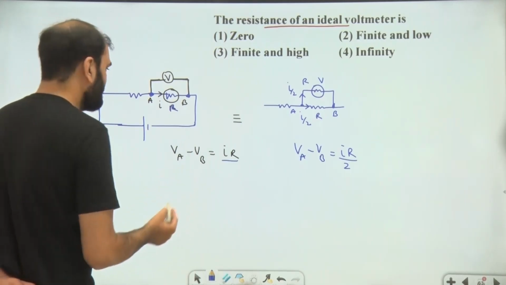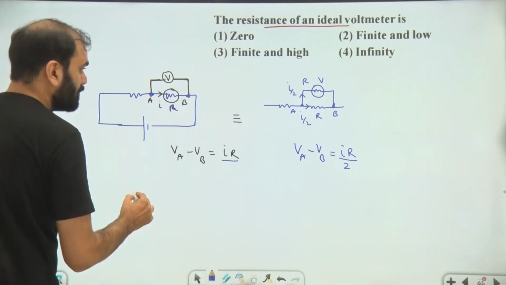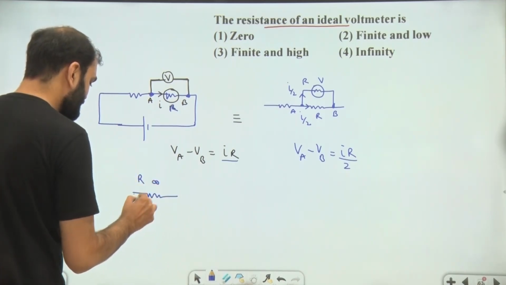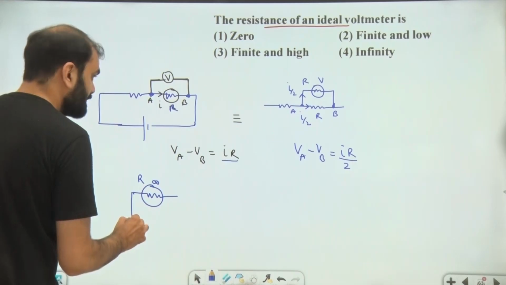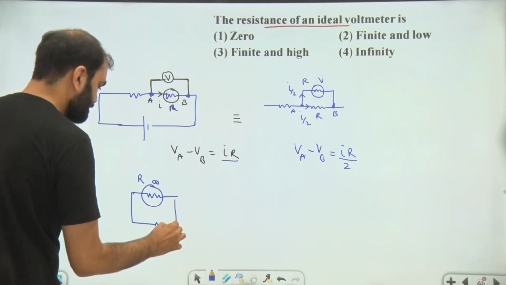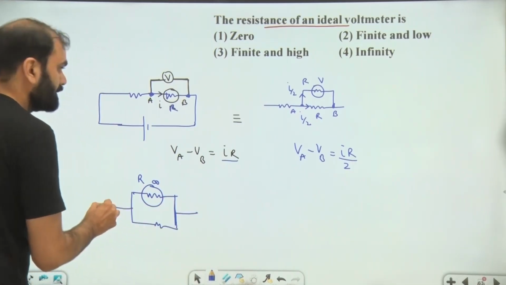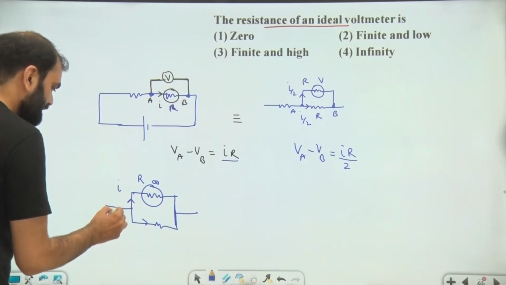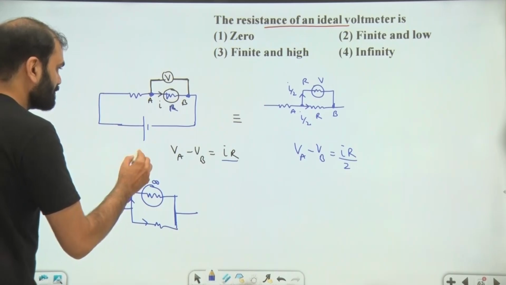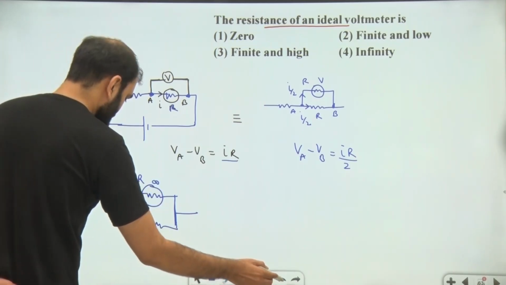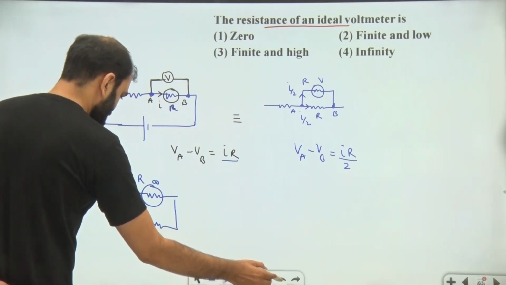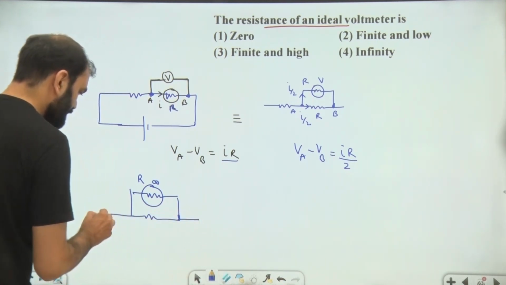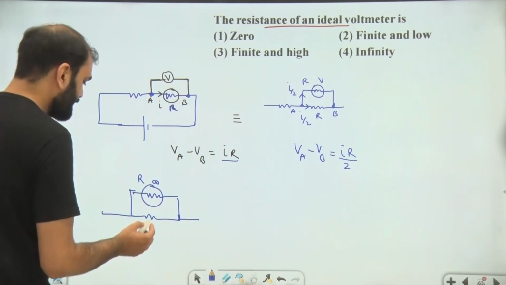voltmeter, what will happen? Just see here, the voltmeter resistance is infinite, and here is the resistance R. Now what is the current over there? In that case the current I is flowing through this one. This is the circuit you have, and now the resistance of that voltmeter is infinite.